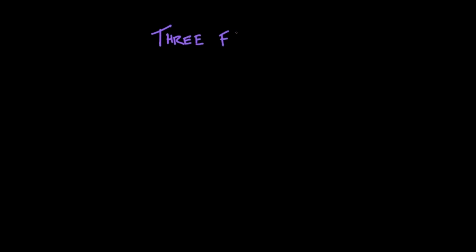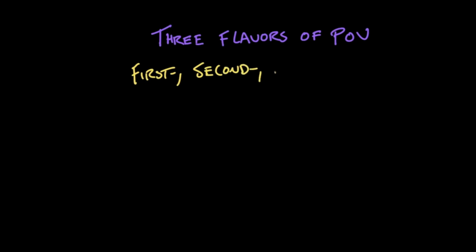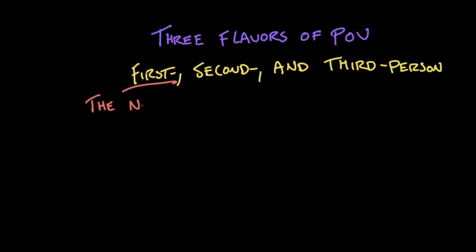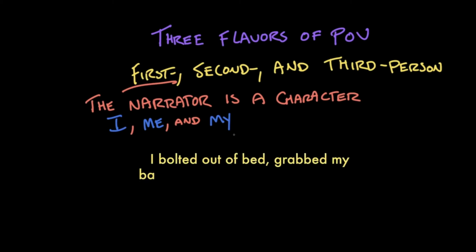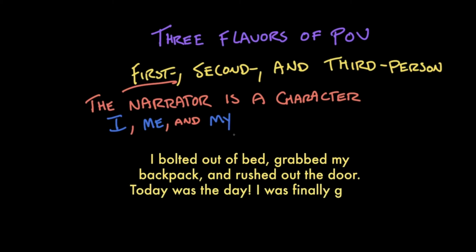There are 3 different flavors of point of view. First, second, and third person. First person is when the narrator is a character in the story. They use words like I, me, and my. Here's an example. I bolted out of bed, grabbed my backpack, and rushed out the door. Today was the day I was finally going to learn to ride a horse.